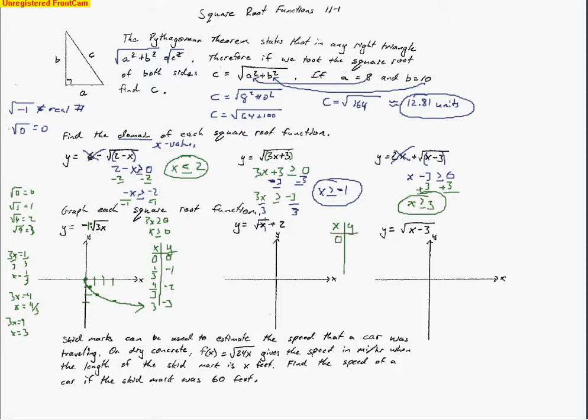Plug in 0 here. Square root of it, 0. Plus 2 makes 2. Plug in a 1, because the square root of 1 is 1. And add 2, that makes 3. Plug in a 4, you get 2.